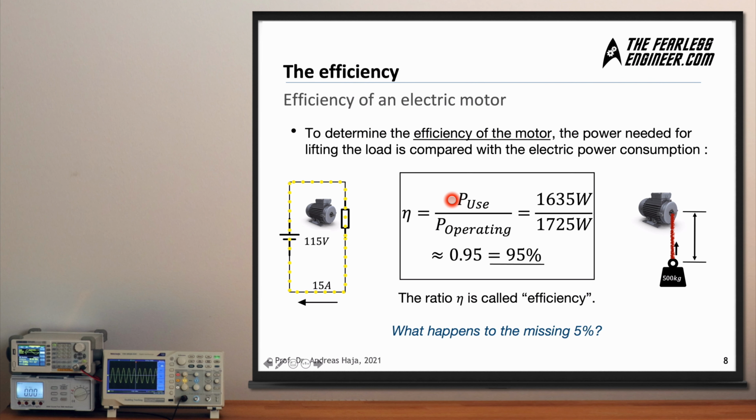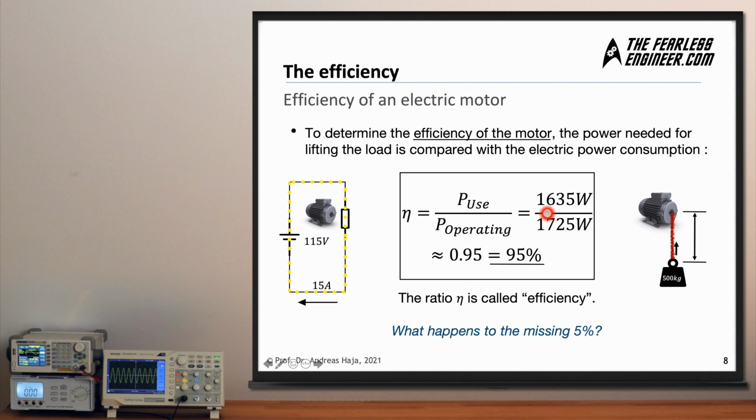And on this slide, we are computing the actual efficiency of the motor by looking at the ratio of the useful power P used divided by the operating power, or the power used to operate the motor. The power applied to the useful task of lifting the weight is 1,635 watts, and the power used to operate the motor, using the power law, is 1,725 watts.